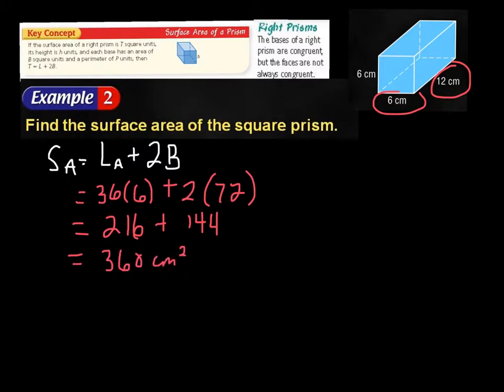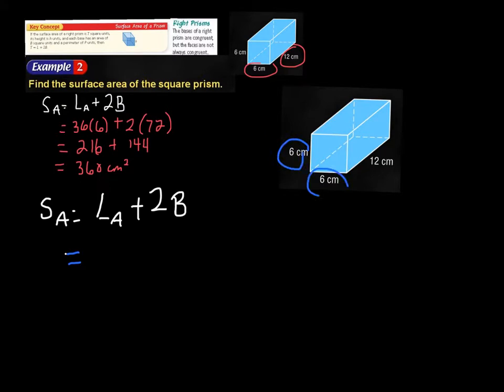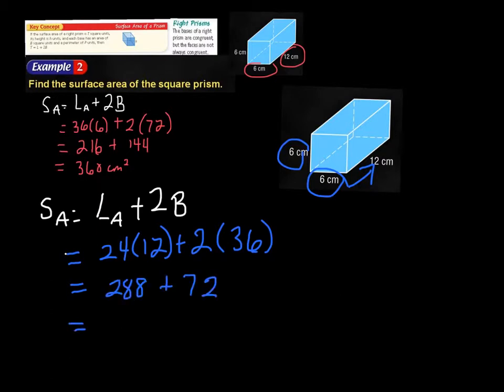Now just for fun, I'm going to do it again using the square as my base. This time my base is going to have a perimeter of 6 times 4, so 24. And then my height is going to be that other dimension, so times 12, plus 2 times the area of my base, which would be 6 times 6 is 36. So when I multiply 12 times 24 and add 2 times 36, which is 72, I'm going to get 360. Oh, who knew?